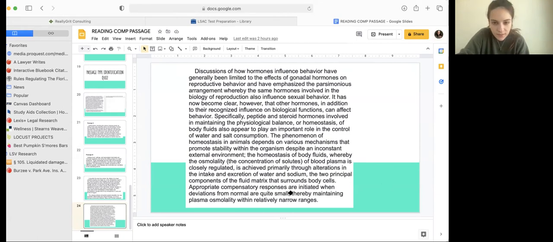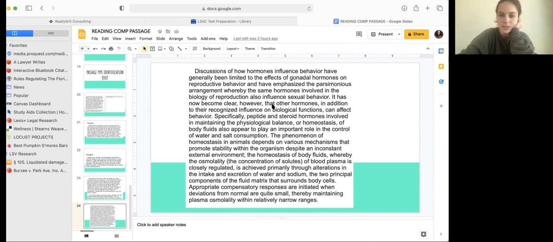All right, so we are going to identify and move into the full passage. It is informative, and the topic that the author is trying to teach us is how other hormones, specifically peptide and steroid hormones, through regulating homeostasis of body fluids, can affect behavior.